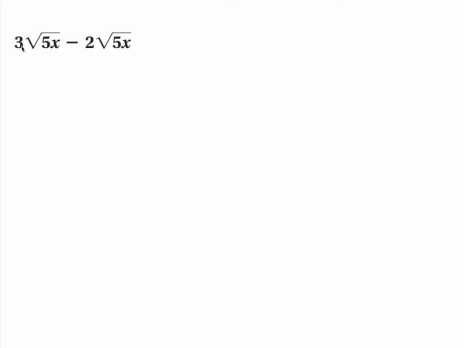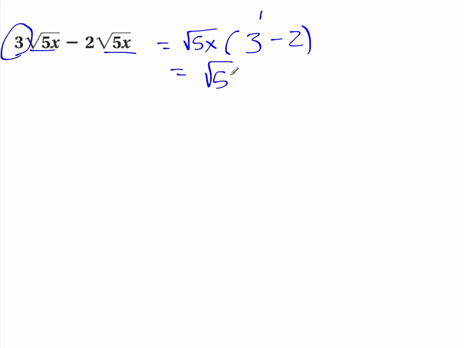So for this problem, 3 square root of 5x minus 2 square root of 5x. The square root of 5x is in both, so I can factor it out. When I factor the square root of 5x out of 3 times the square root of 5x, I'm left with 3. When I factor the square root of 5x out of minus 2 square root of 5x, I'm left with minus 2. So this becomes 1, so this is just the square root of 5x.